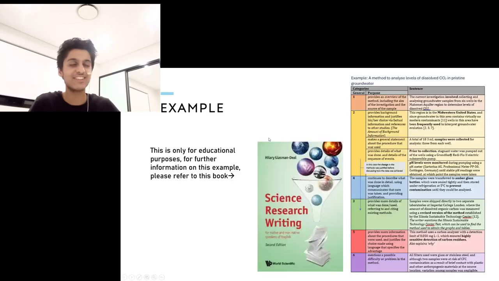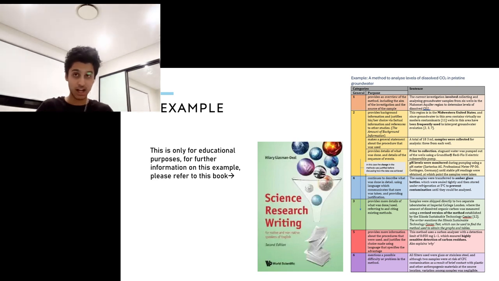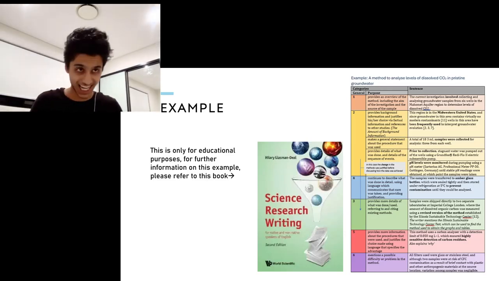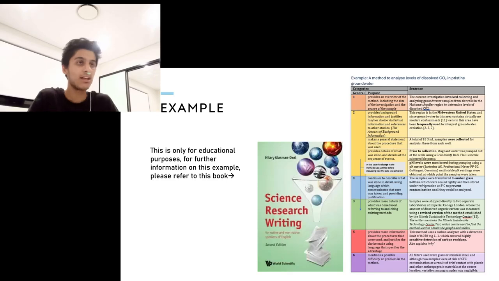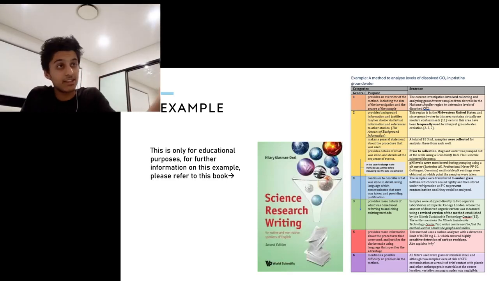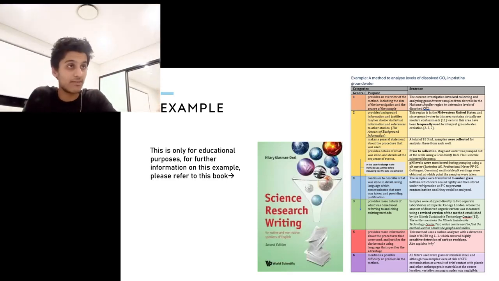Now let's look at an example. Okay, this person, a method to analyze levels of dissolved CO2 in pristine groundwater. See, I took this example and I tabulated it. If you want to see the actual example, look at Science Research Writing 2nd edition. But here's the table version. Okay, at first they provide an overview of the method, the current investigation.